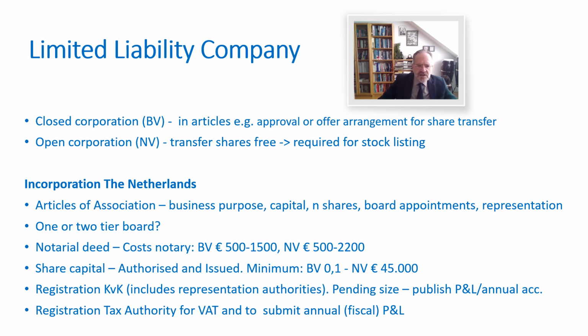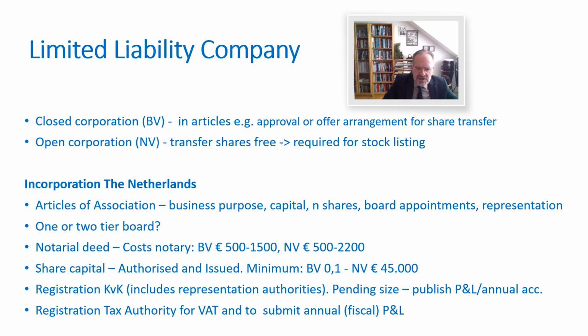The notarial deed comes with cost. For the BV between 500 to 1500 euro, and for the NV starting from 500 to over 2000 euro. The share capital, we said the legal person must issue shares, but is that subject to a certain amount? The minimum amount for a BV is only 1 cent, but the minimum amount to be issued for an NV is at least 45,000.